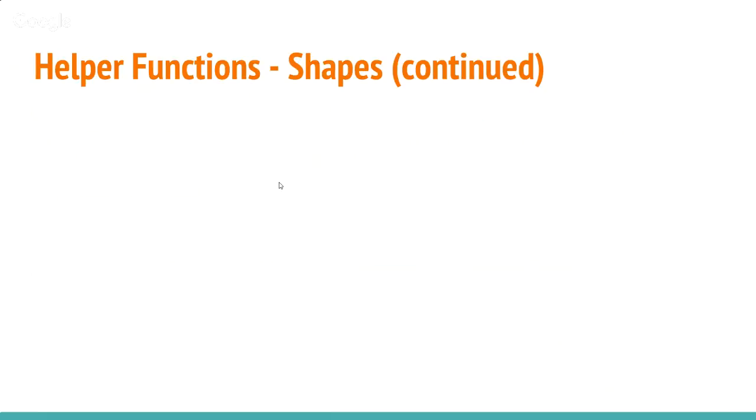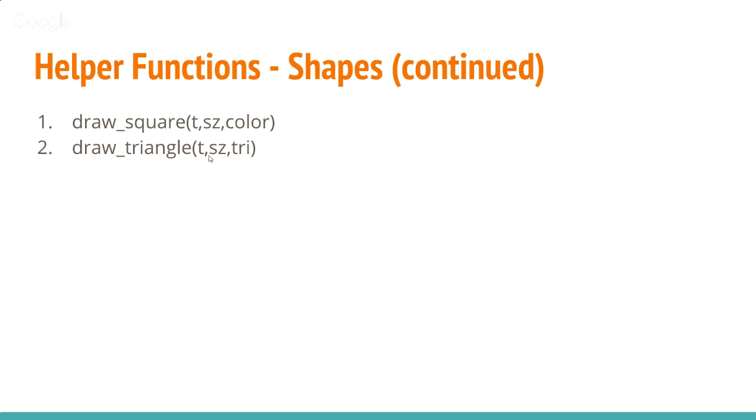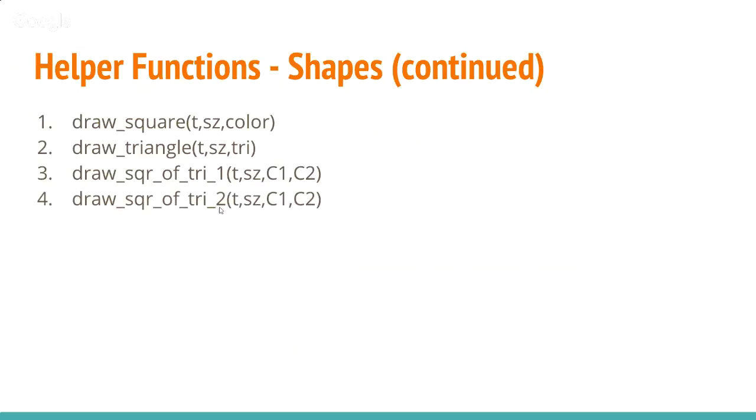All right, let's go ahead and take a look at some of this. So draw square. It takes the turtle, the size, and a color. The draw triangle. This is a special one and a very long function just because of how I set it up. So I have the turtle, the size, and this has a special one of try. This basically signifies what kind of right triangle we're drawing, since there are 4 possible in the square. So drawing the line of triangle 1 takes the turtle, the size, color 1, and color 2, and then draw a square of try 2.